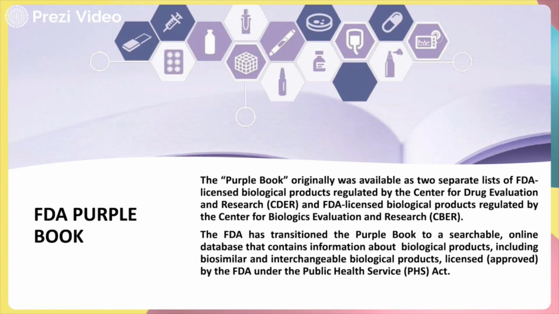But this database is not as exhaustive as the Orange Book. It contains information about the biological products, and when we talk about biological products, on the line of generic products, you have biosimilars. As the name suggests, biosimilars have the same therapeutic equivalency, and there are interchangeable biological products. So three terms are associated: biological products, biosimilars, and interchangeable biological products. Now all these products are licensed. License means they are approved by the FDA under the Public Health Service Act.